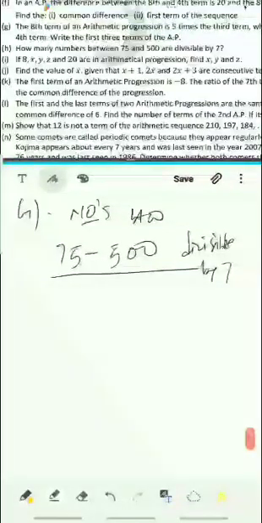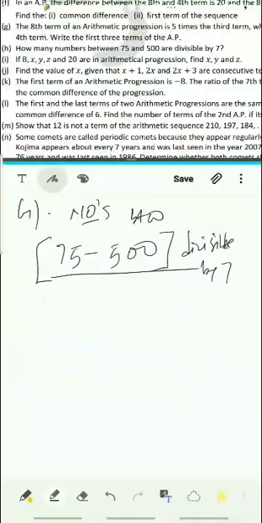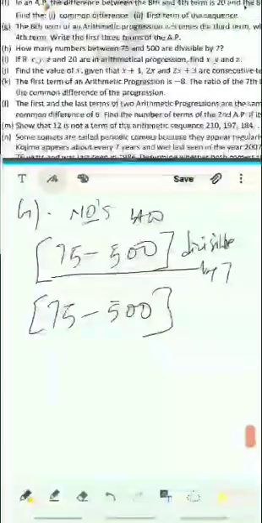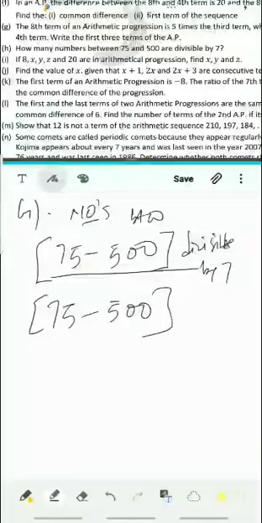Now let's look at it. The first number, from this 75, this is the boundary. We have 75 to 500. Now, if we start from 75, we know that 75 is not exactly divisible by 7. The first number from this digit that can be divided by 7 without a remainder is 77.